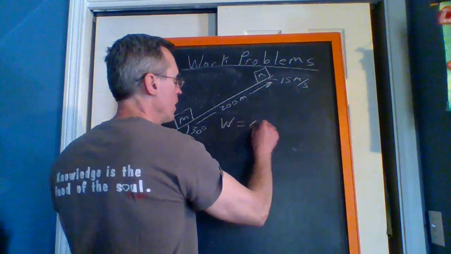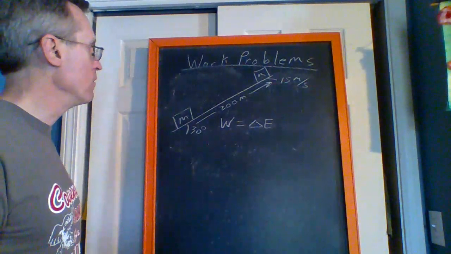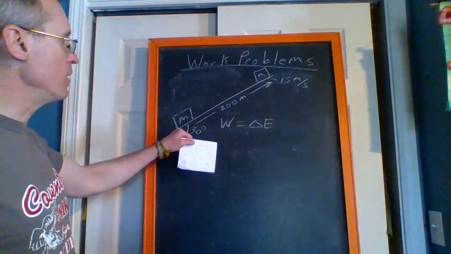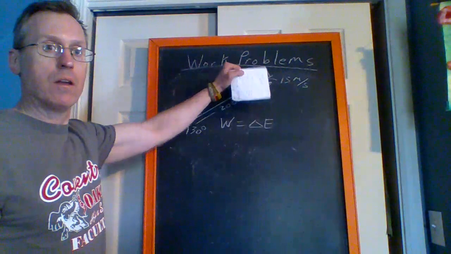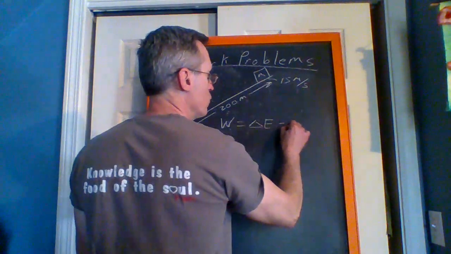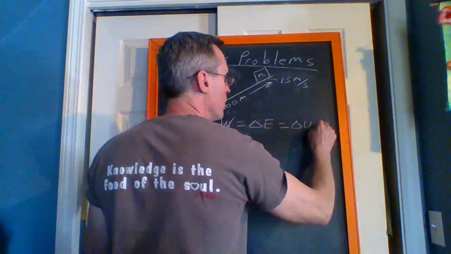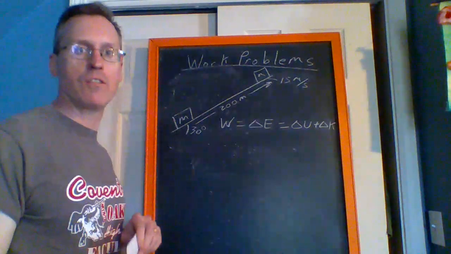Work is a change in energy. Well, what kind of energy is being changed here? At the bottom of the hill, it doesn't have potential or kinetic. At the top of the hill, it has both potential and kinetic. So the energy being changed is a change in potential, plus a change in kinetic.